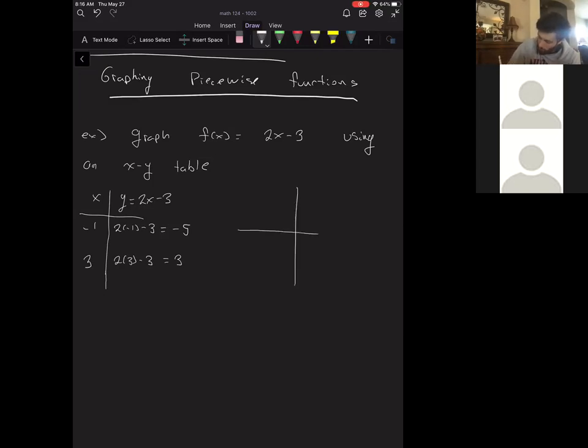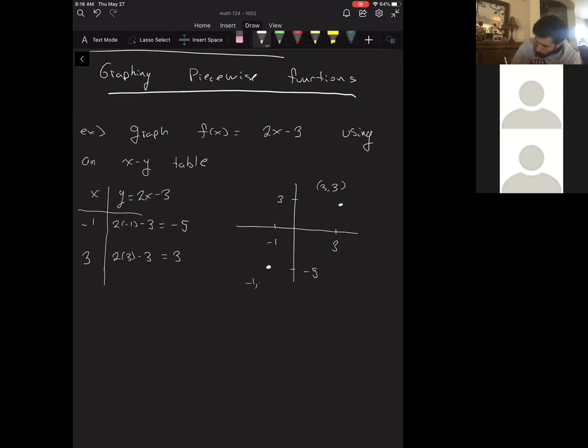So let's go on to a graph. Here's -1, and at -1 it's -5. And at 3, it's 3. So here's the point 3, 3, and then here's the point -1, -5. Let's move that actually.